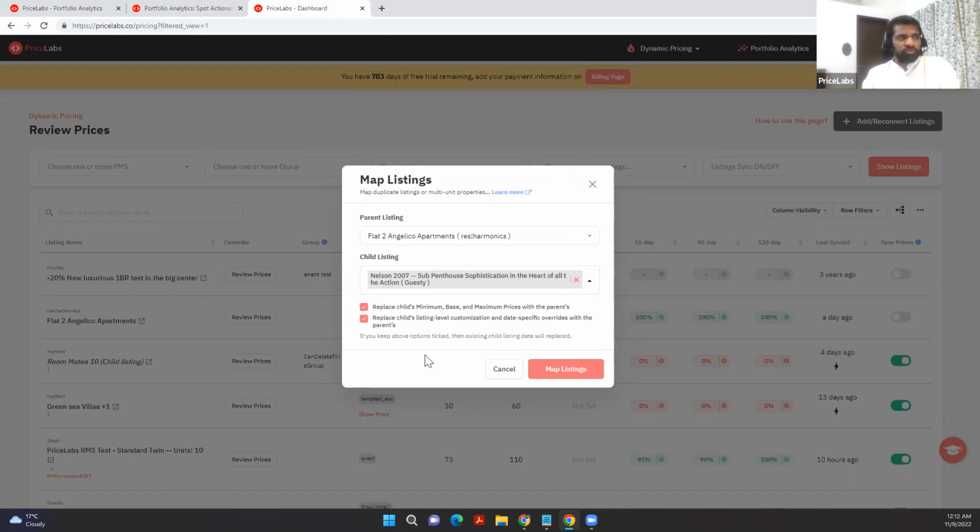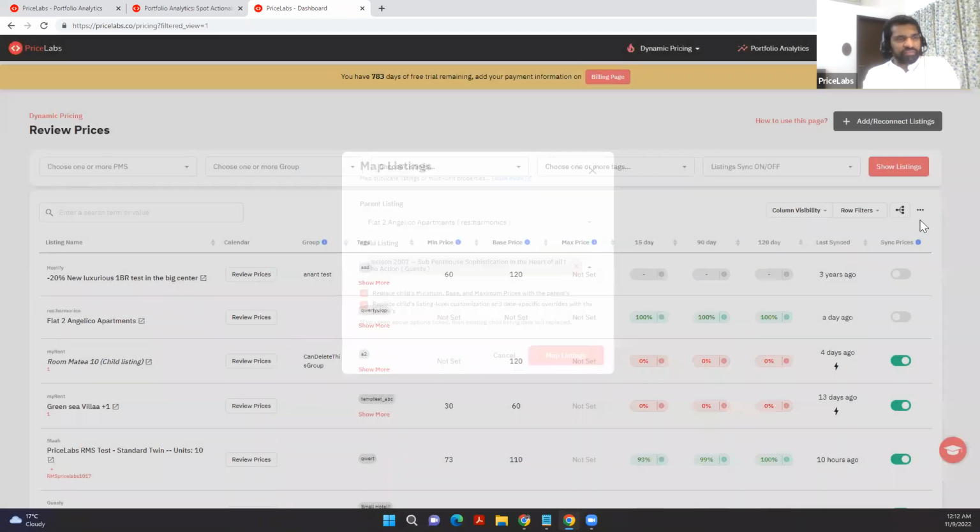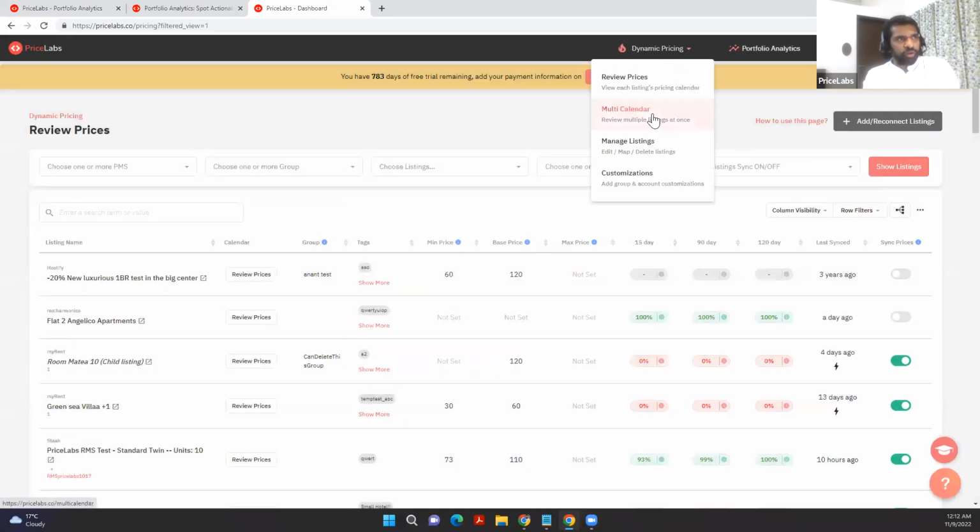And so you want to be careful about this, but you can map properties like this together. You'll see this in the review prices page. You'll also see this on multi-calendar and on managed listings.